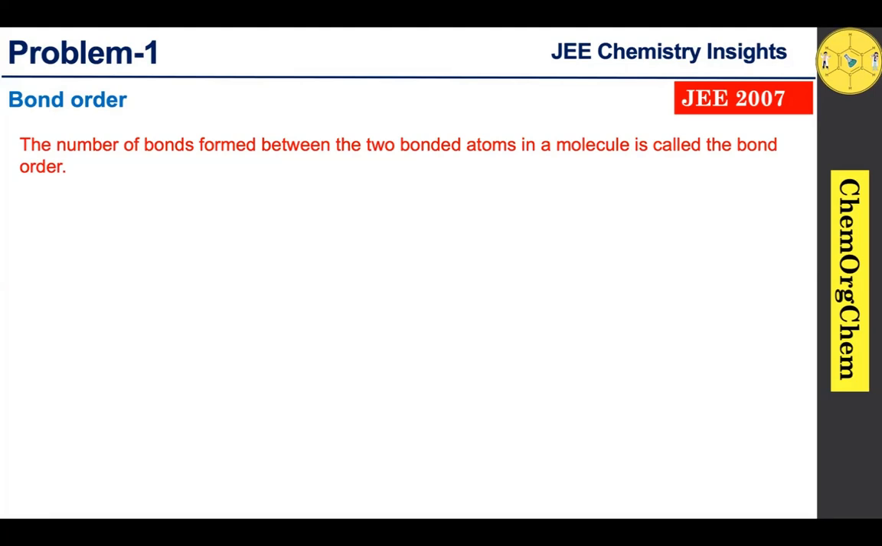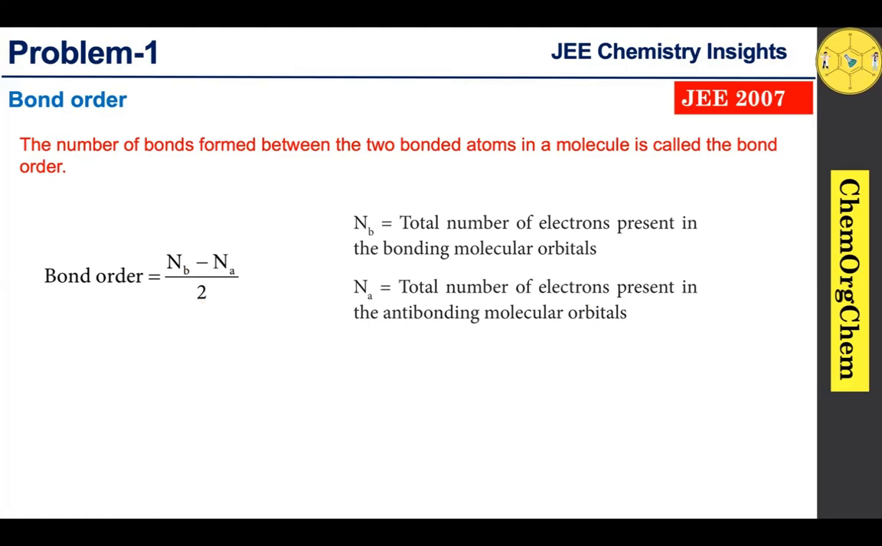There are two ways we can calculate the bond order. The first method: if you know the Lewis structure, you can easily calculate the bond order. The second method is from molecular orbital theory, where we have a formula to calculate the bond order of a given molecule. Bond order equals (Nb minus Na) by 2. Here Nb means the total number of electrons present in the bonding molecular orbitals, and Na means the total number of electrons present in the antibonding molecular orbitals.